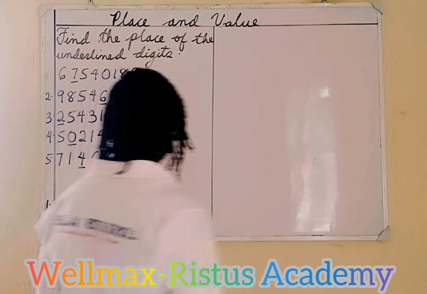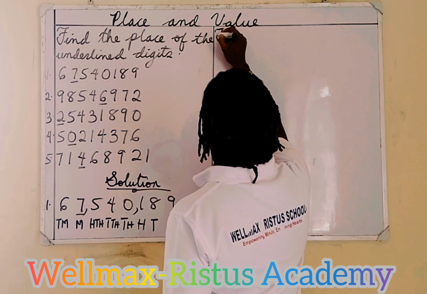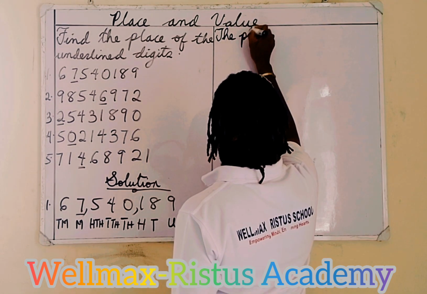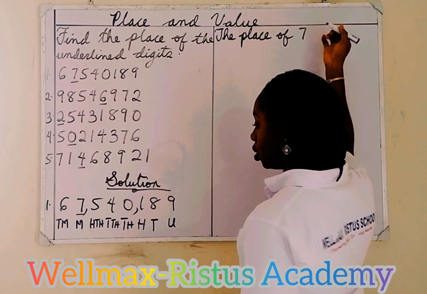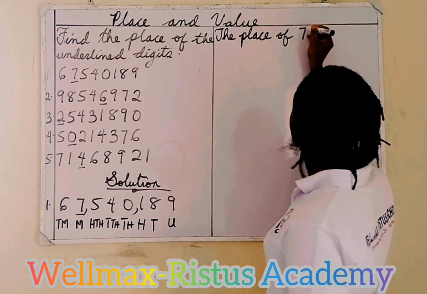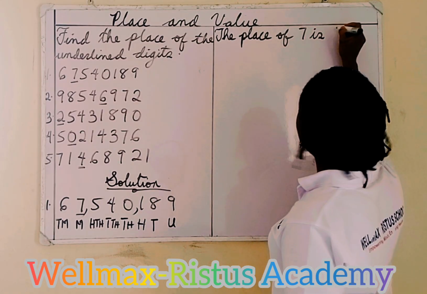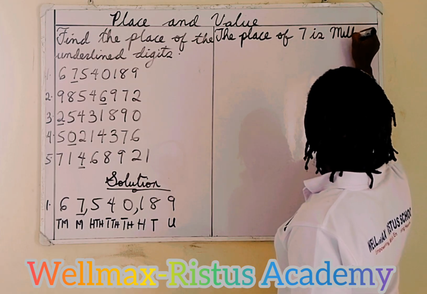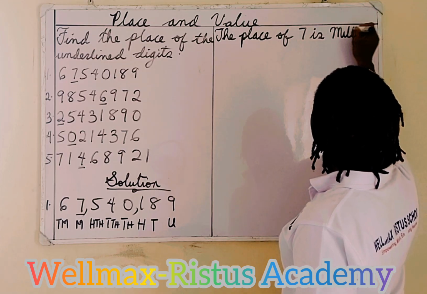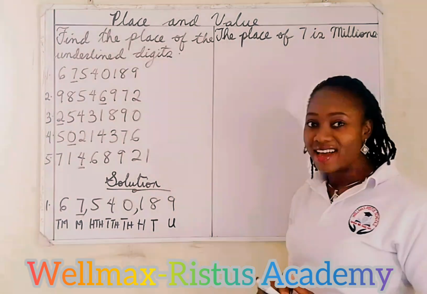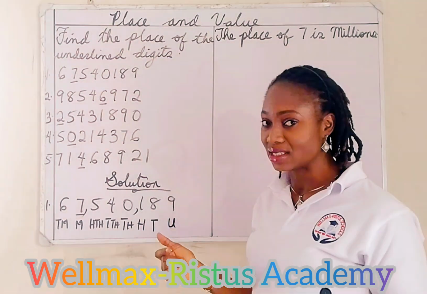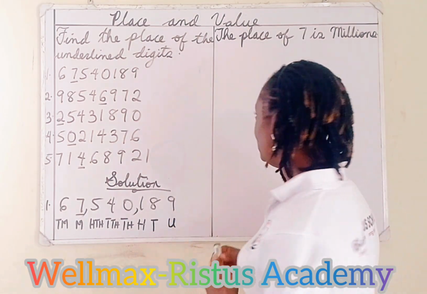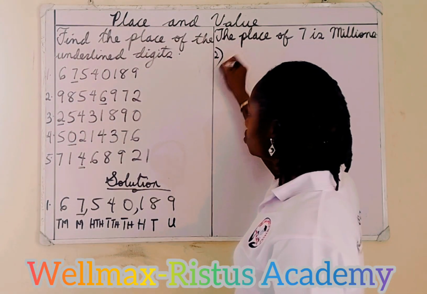Good. So now we can say that the place of 7, or of the digit 7, is millions. And that's the answer. I hope this helps you know how to solve questions regarding place and value. Now let's move on to question 2.